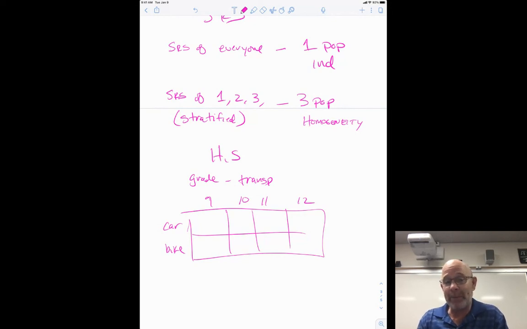The way I set it up was I took a simple random sample of the whole entire class, so that would be independence. However, I could have done a stratified sample. I could have said, hey, I took a simple random sample of 50 ninth graders, 50 10th graders, 50 11th graders, and 50 12th graders, and then asked them, do you drive to school or bike to school? That would then be homogeneity because I set it up into different populations. It just depends on how the sample is taken. So either they're going to tell you how the sample was taken, or they're just going to tell you which test to do. So that's it for chapter 10. I'll see you in class.